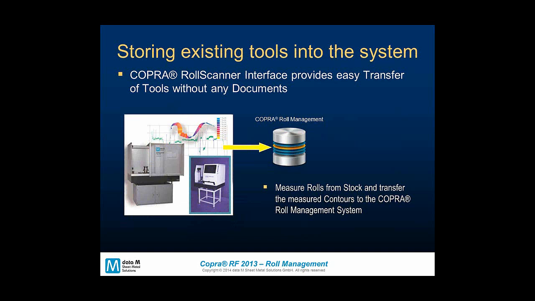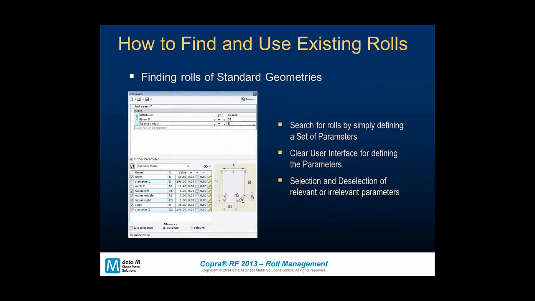So how can we find and use existing roles? We can find roles of standard geometries, and we can search for roles by simply defining a set of parameters. We have a clear and easy to use search user interface for defining these parameters. We can specify things such as the width, radii, angles, and the type of role, whether it's a cylinder, a cone roll, or a cylinder cone, as you see here. And by selecting and deselecting the relevant and irrelevant parameters, we can search on that.